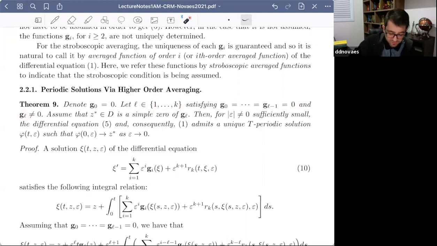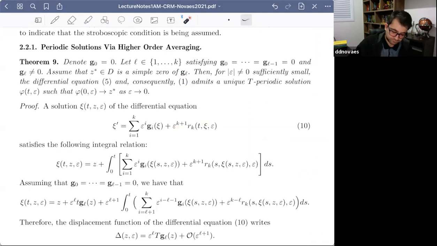And the same result as before. Assume that z star is a point in the domain such that it's a simple 0 of the first non-vanishing averaged function. Then, for epsilon distinct from 0, sufficiently small, the difference equation 5 and consequently the difference equation 1 admits a unique T-periodic solution phi(t, epsilon), satisfying that it converges to the constant function z star as epsilon goes to 0. The idea of the proof is the same. Use the implicit function theorem for the displacement function of the transformed system.